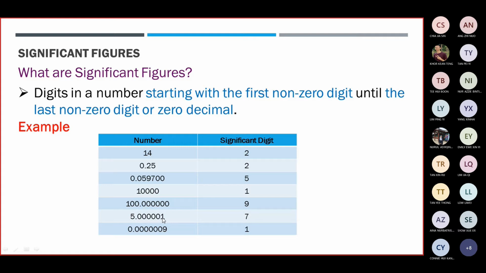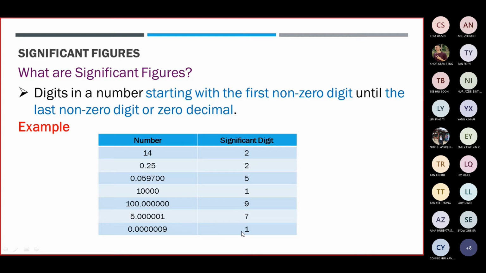Okay, now take a look. This example is 0.000009. The number starts from 0, and the first non-zero digit is at this point here, which is 9. So it's only 9 in there, so we count it as one significant digit.